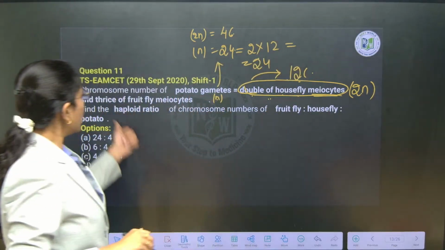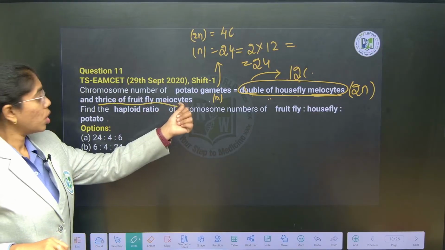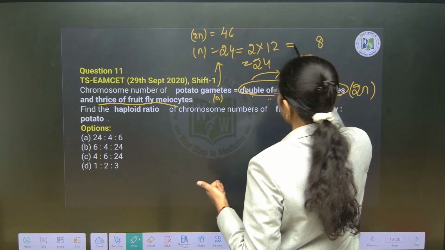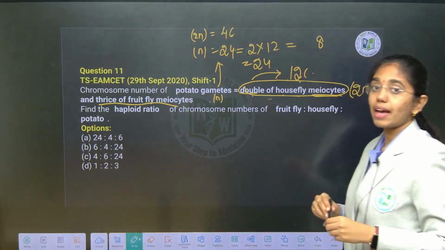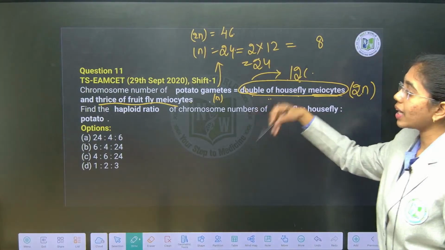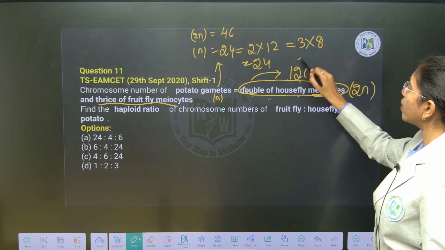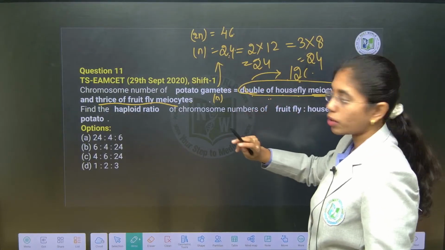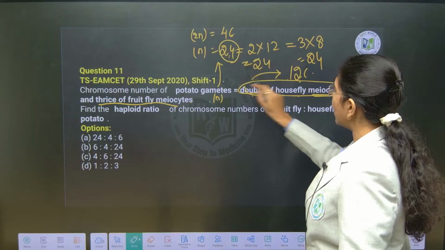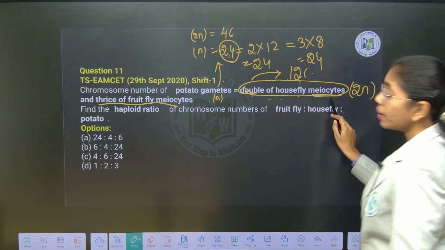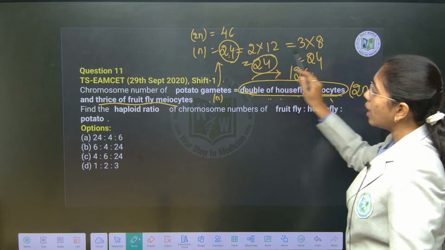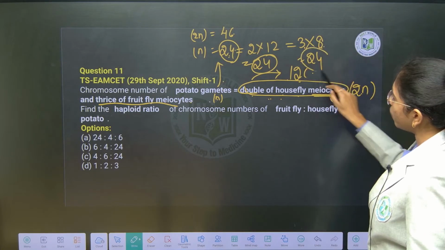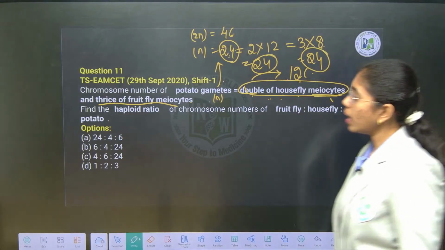And then thrice of fruit fly meiocytes. Diploid set of fruit fly has 8 chromosomes. Thrice of that, 3 into 8, will be 24. So now we are clear with this. Haploid set of potato gametes, that is 24, is equal to double the housefly meiocytes, which is 24 again, and it is thrice the fruit fly meiocytes, which is 24. Clear, right?